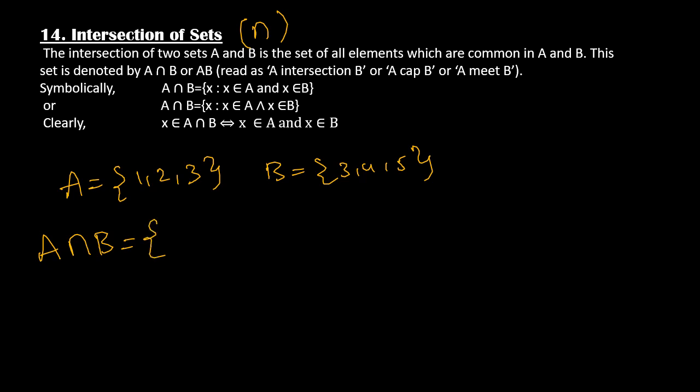Which is the common element? Here I can say 3 and 3. So 3 is the common element. Are you getting my point? You can read it here. So elements which are common in both A and B. Is it okay? So how can I represent it?